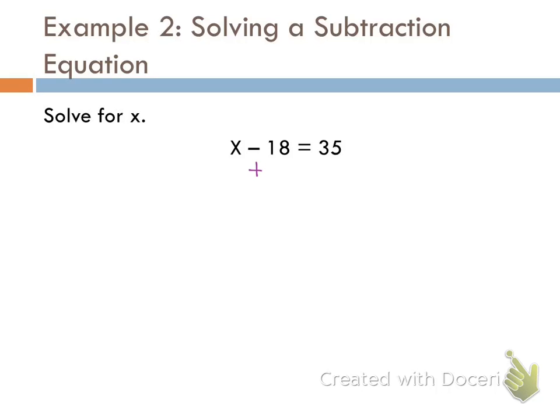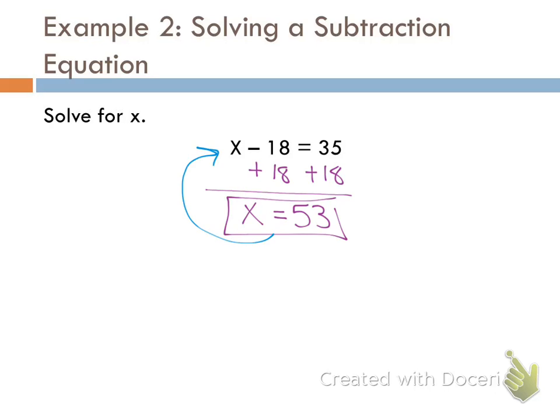And whatever I do to one side, I do the same thing to the other side. x equals 53. Okay, am I done? Nope, I've got to go back and plug it in. All right, so 53 minus 18 equals 35. You can use your calculators to check if you need to. 35 equals 35, and it checks out.